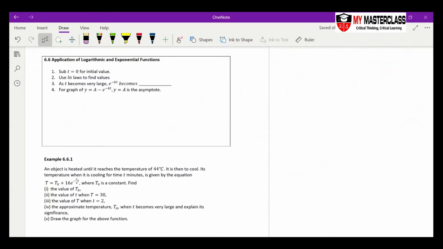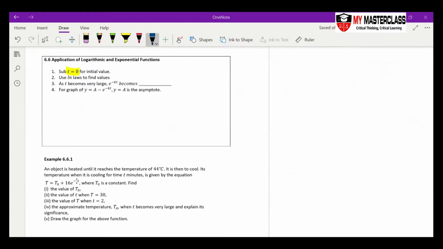Okay, the word problem is also very important, but there's only two very important concepts in word problems. When you want to solve a word problem, the initial value always means you substitute t equals to 0, because they will always ask for the initial value. Then use the ln law or log law to find your t.